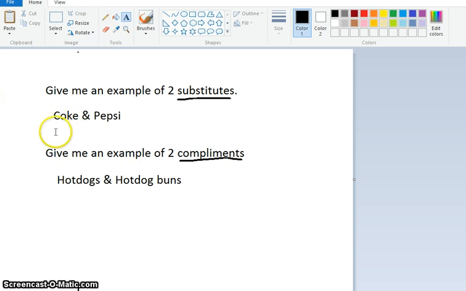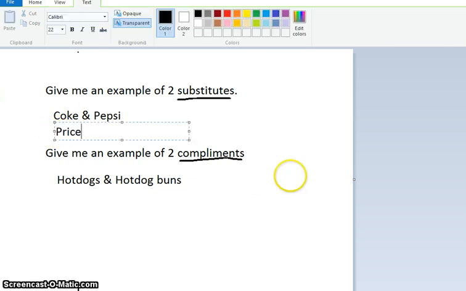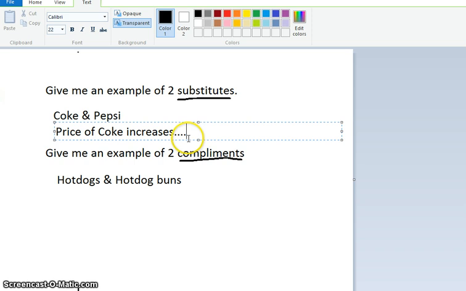But that's also not the only relationship that we have looked at with these types of products. We've also asked ourselves what happens when, say, the price of Coke increases. Well, it affects the Pepsi, because if the price of Coke gets more expensive and they're interchangeable, then people will demand more Pepsi.